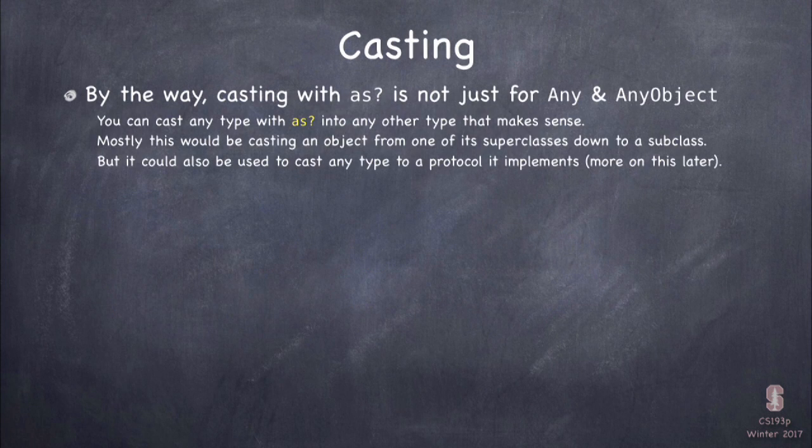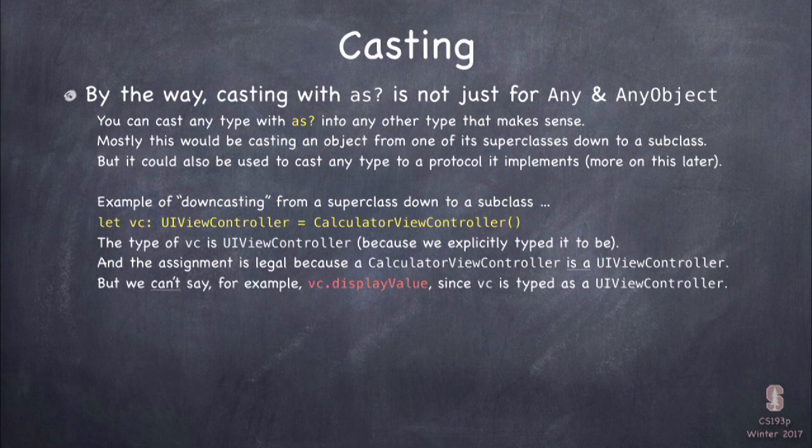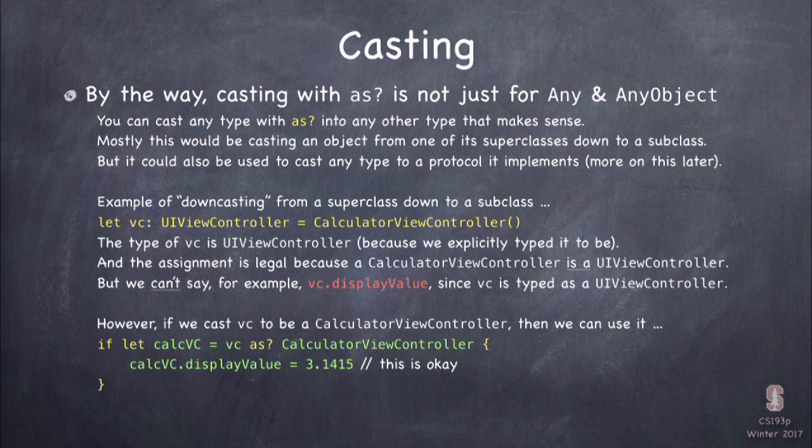This casting, by the way, is not just for any object. We can cast other things. For example, if I had a variable VC, which is of type UI view controller, I could assign it to calculator view controller, because calculator view controller is a subclass of UI view controller, so it is a UI view controller. So I could assign it to VC. But if I assign it like this, with this typing, I cannot say VC.displayValue. Because displayValue is a var in calculator view controller, and VC is of type UI view controller. Even though it points to a calculator view controller, from Swift's perspective, it's typed as VC, and Swift is strongly typed. So if I wanted to send displayValue, I would have to say if let calcVC equals VC as calculator view controller, now I can send displayValue to calcVC. You see? Because it's the type that you actually type it as that matters, not what it's pointing to.